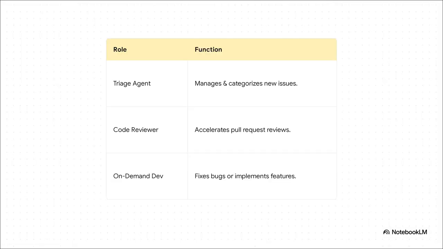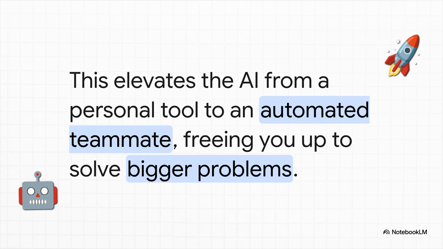And this agent can wear a few different hats in your workflow. As a triage agent, it can automatically sift through new issues, categorize them, and get them organized. As a code reviewer, it can look at pull requests and offer smart suggestions to speed up that whole process. And my personal favorite, as an on-demand collaborator, you can literally just tag the agent in a GitHub issue and say, hey, can you fix this bug? It's wild. And that's why this matters so much.